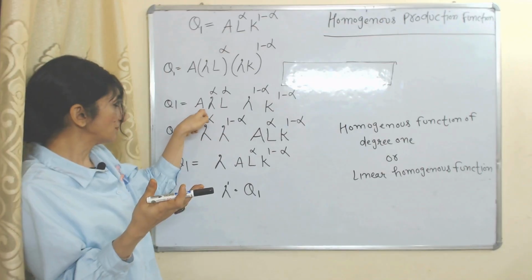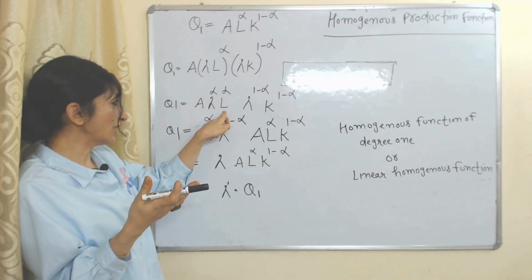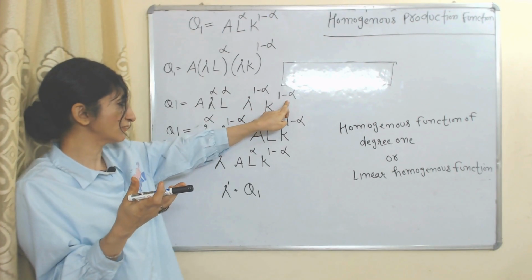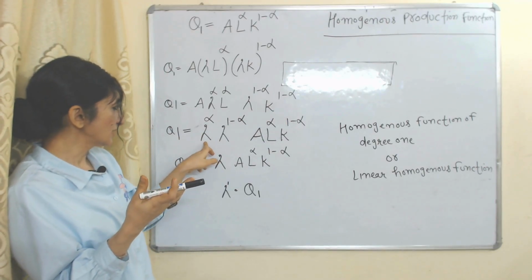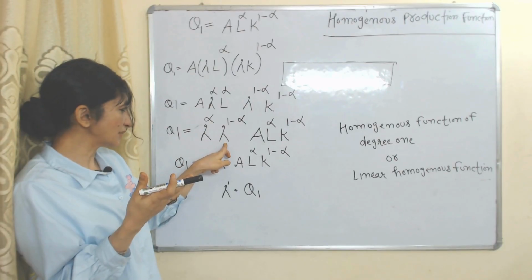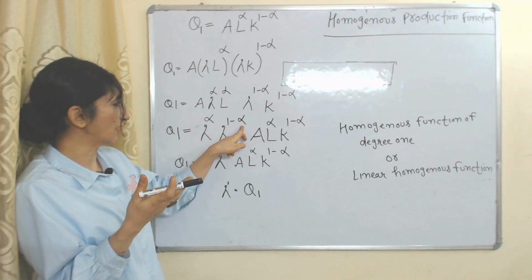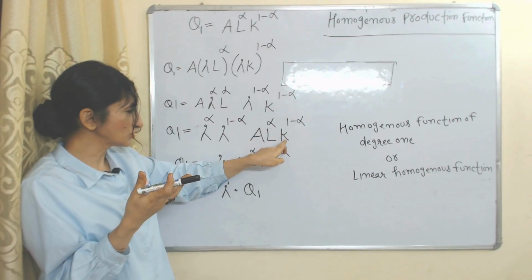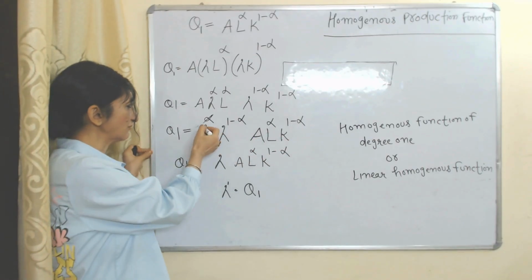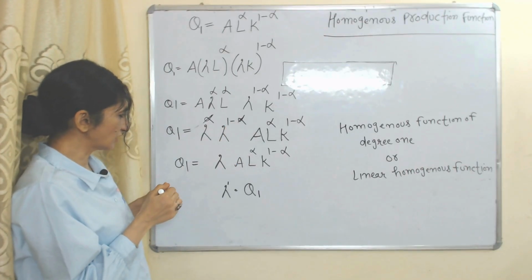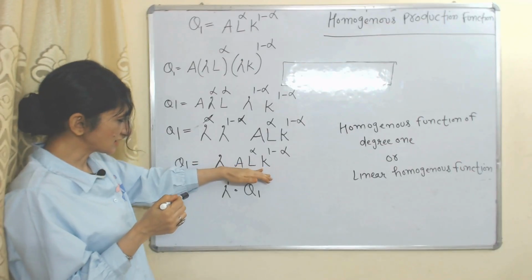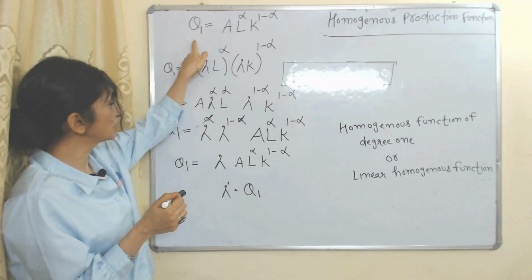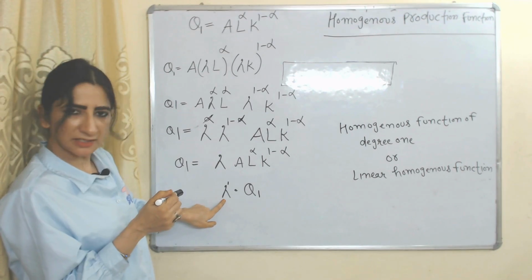So A, lambda raised to the power alpha, L raised to the power alpha, lambda raised to the power 1 minus alpha, K raised to the power 1 minus alpha. We can write lambda raised to the power alpha and lambda raised to the power 1 minus alpha together. And A will come here, A, L to the power alpha, K to the power 1 minus alpha. The alpha terms will cancel with each other. Now our equation will look like this. This is our entire output function. This is our Q1. So in place of this we can write Q1. Lambda raised to the power is 1.